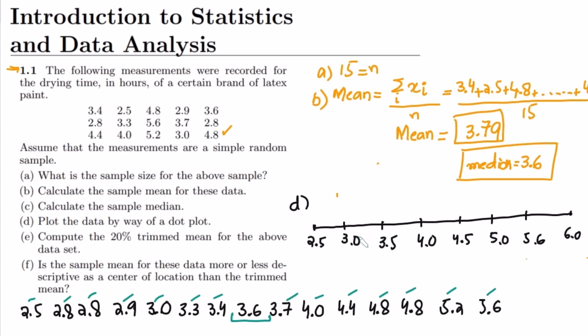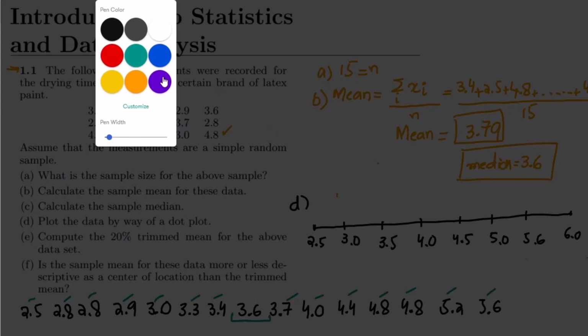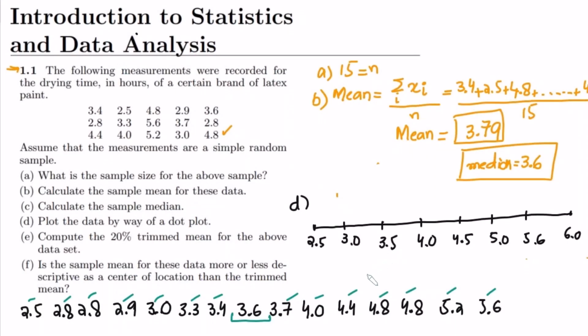So now let me draw the points here with this red color. The first point we have is 2.5. Let me draw it here. The second one is 2.8, which is near to this one, so let me write it here. The third one is 2.9, which is here. Then 3.0, 3.0 is here. Then 3.3, which is almost here.